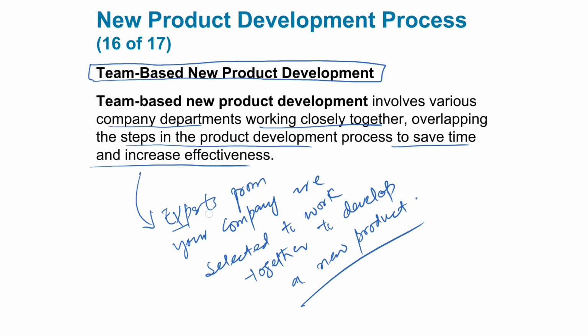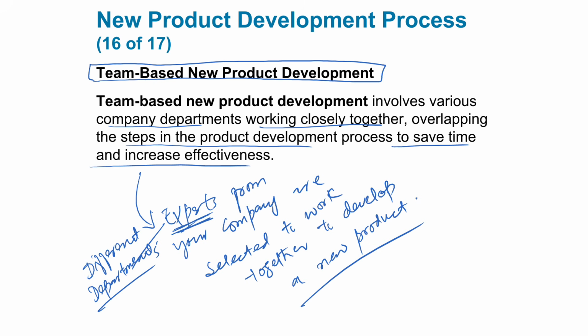Who are these experts? These experts are from different departments. Why different departments? Because we need people who are expert in finance, in design, in marketing, in logistics and supply chain, and so on. All these people combine together, they discuss the idea, they come up with the idea, and then the process goes on from 1 to 8. So there is team-based development. These are the company's internal people.